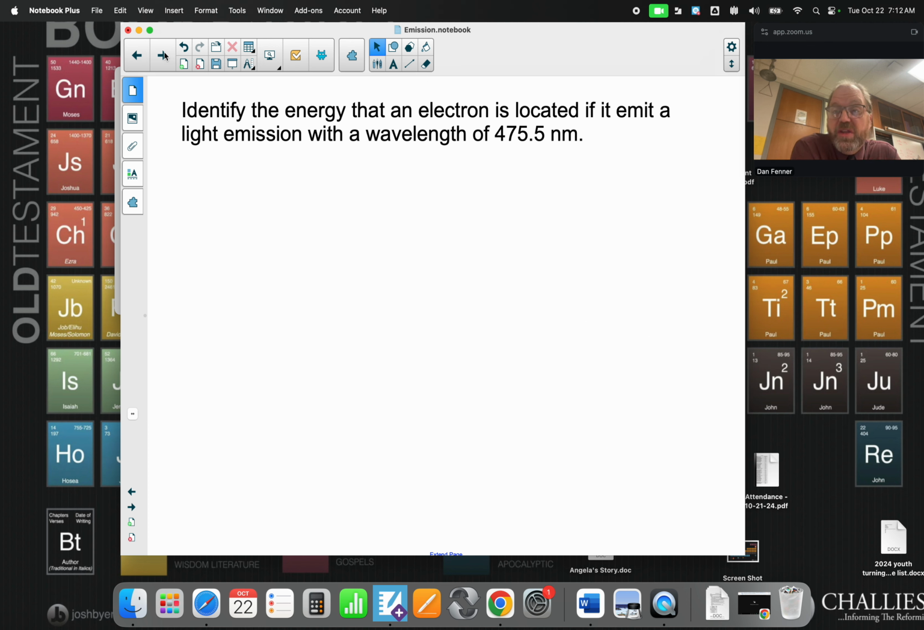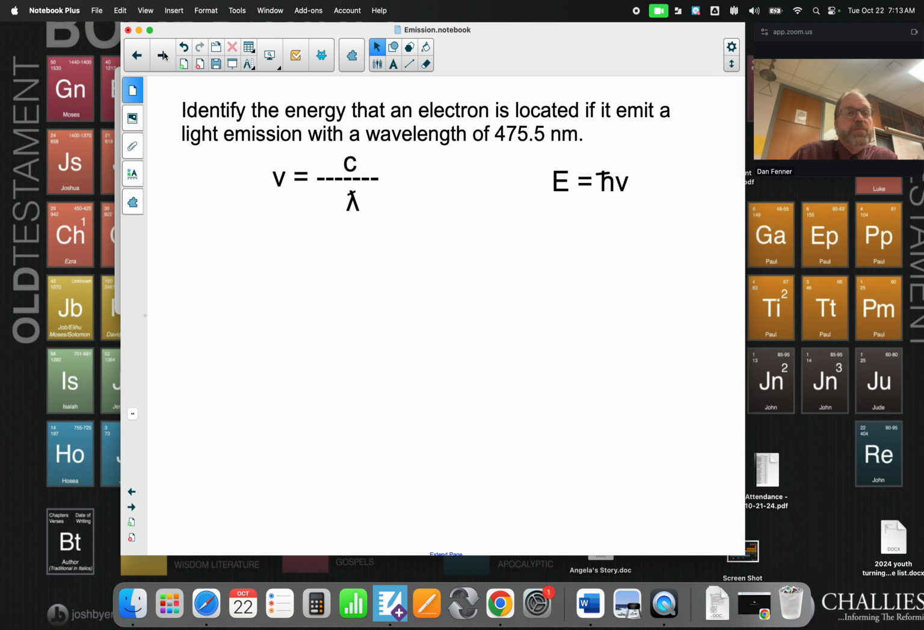Identify the energy. So this time we're going to go all the way through. Identify the energy level where an electron is located if it emits a light emission of a wavelength of 475.5 nanometers. So this is how we find where the electrons are located using mathematical computations. So what values are we going to have? We're going to work with both equations. Nu is equal to C over lambda, and E equals H times nu.